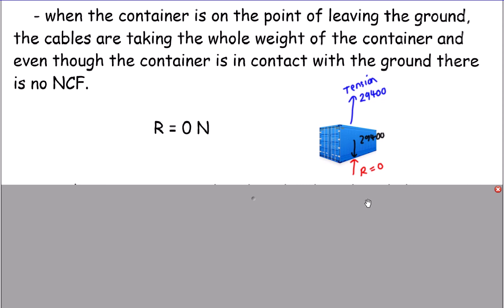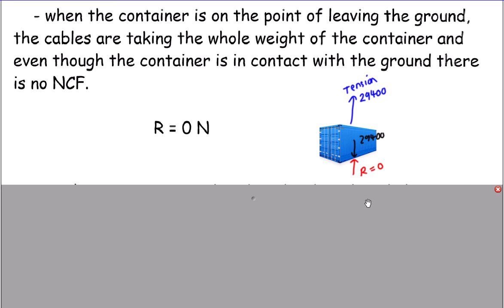Okay, because if there's no R, there's no friction. So you could push this container around now like it didn't weigh anything. Because even though it's in contact with the ground, there's no contact force required. The work is being done by the cables, but really importantly, it's not actually lifting off the ground yet.